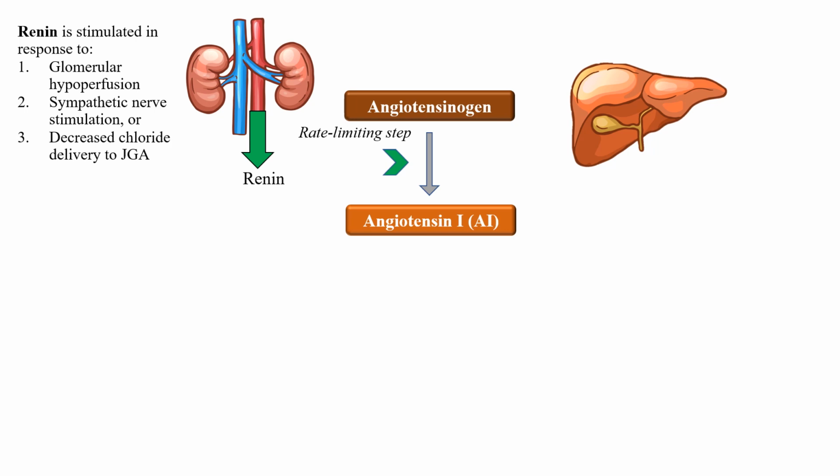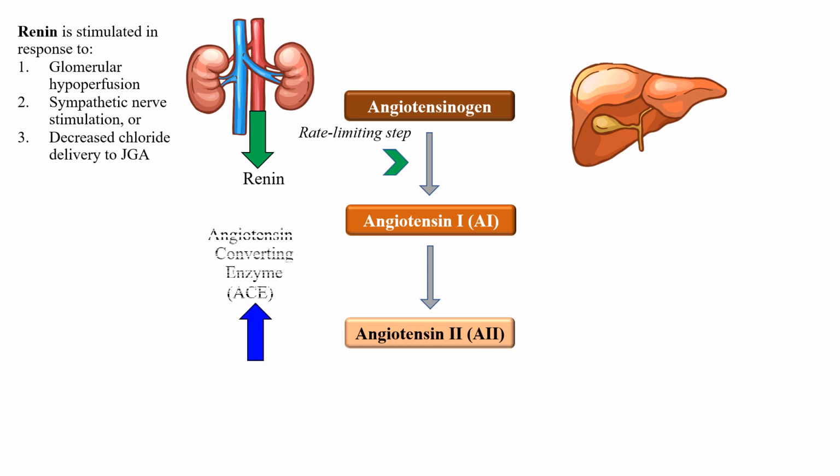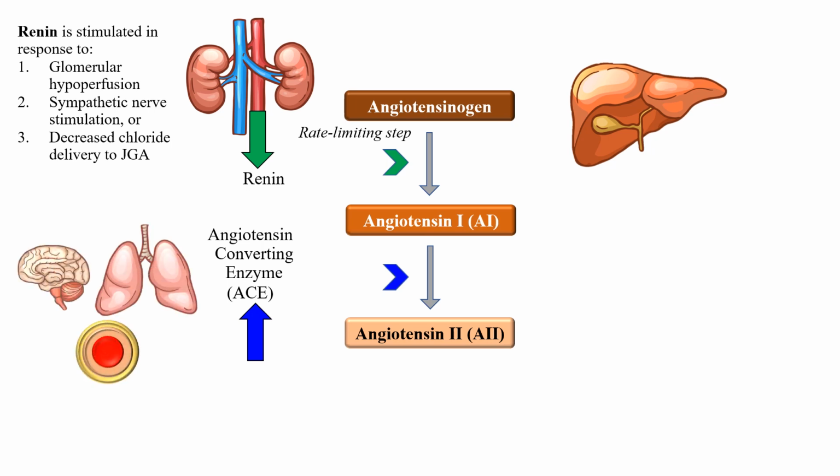Angiotensin 1 is subsequently converted to angiotensin 2. This reaction is catalyzed predominantly by a carboxypeptidase enzyme known as angiotensin converting enzyme, or shortened as ACE. ACE has been identified in lung tissue, neuroepithelium, plasma, and vascular endothelium.